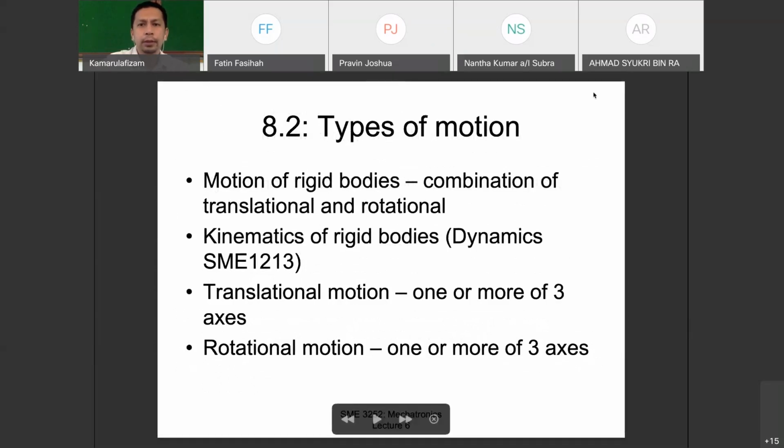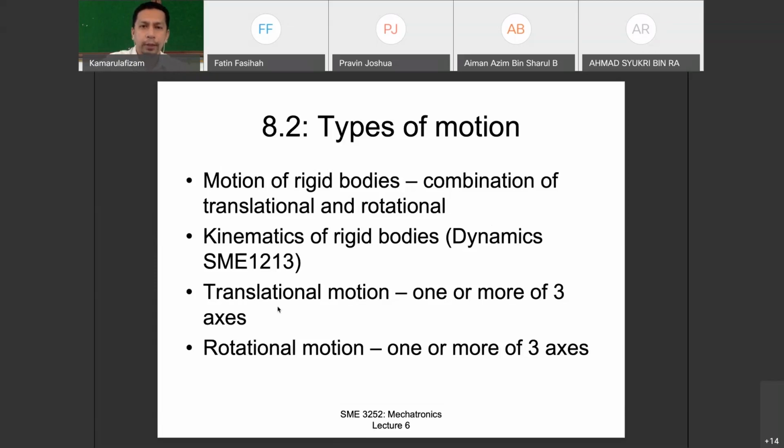dalam type of motion, basically you have motion of rigid bodies. It's a combination of translational and rotational. Okay, kinematics of rigid bodies. This is you belajar dalam dynamics. Then you have translational motion. Okay, 1 or more than 3 axes, and then you have rotational motion. So this is another general type of motion yang ada dalam the whole world of mechanical engineering basically.